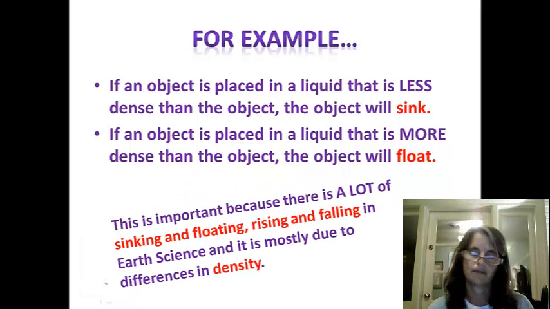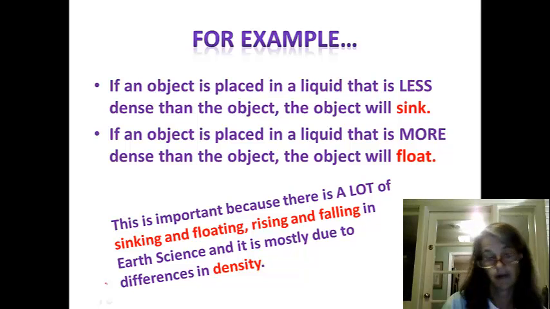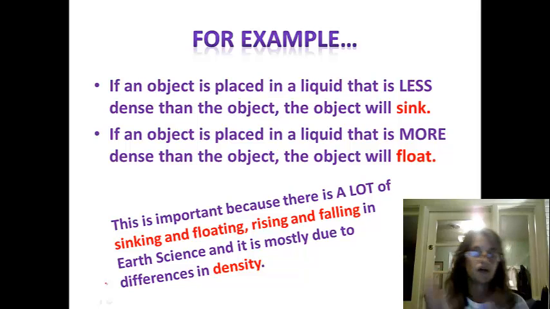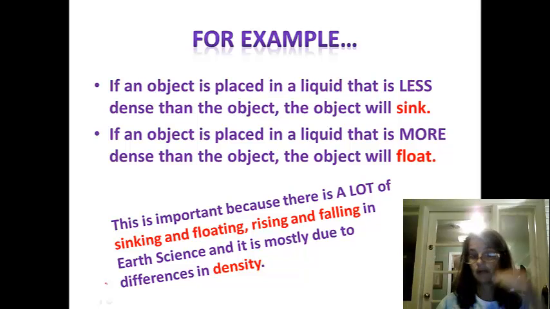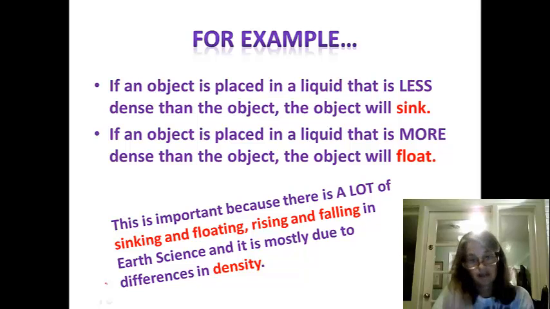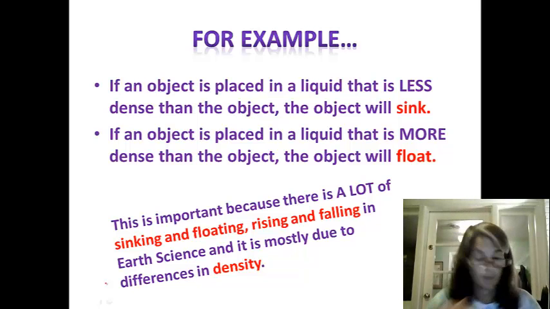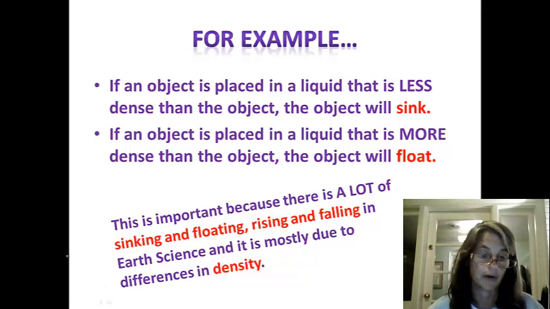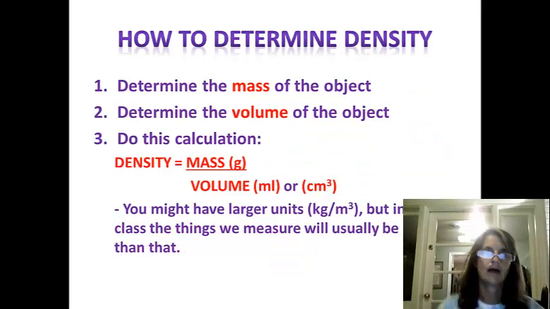This is really important because in earth science, when we talk about weather, when we talk about oceans, when we talk even about the molten lava and things in the layers of the earth, there's a lot of sinking and floating, rising and falling that happens, and all of that is due to how dense substances are and how dense they are compared to each other. And then one substance rises, one substance falls, and that causes a lot of what we observe going on with Earth's atmosphere and so on.